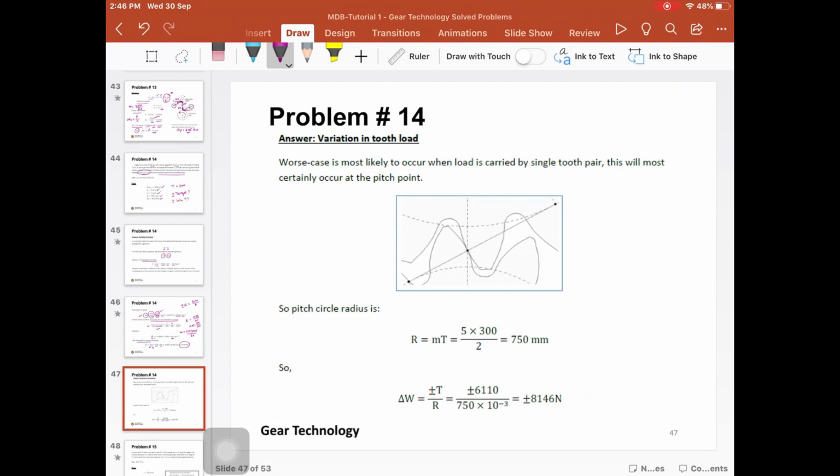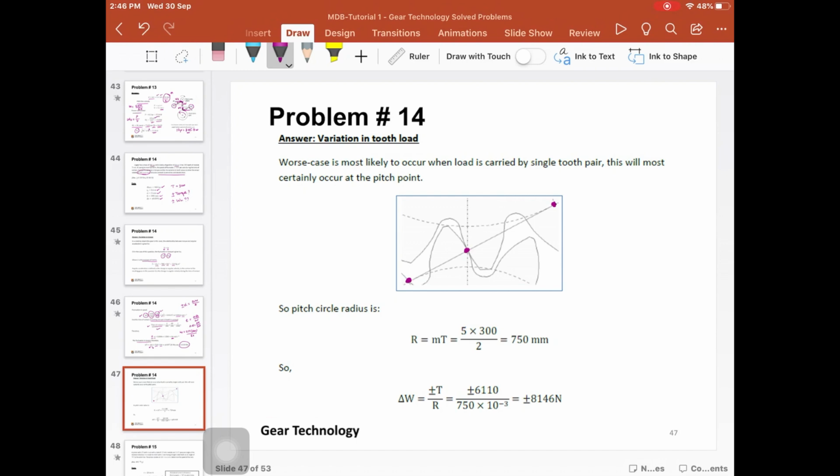In order to calculate the fluctuations in the pressure, we've assumed here that we have only one tooth in contact at any point in time. So this is the worst case scenario, actually. In this case, the total load is carried only by one pair of teeth.